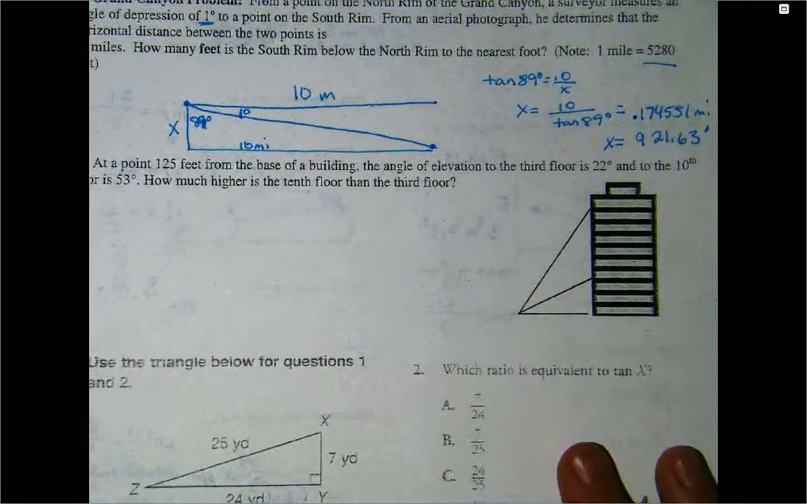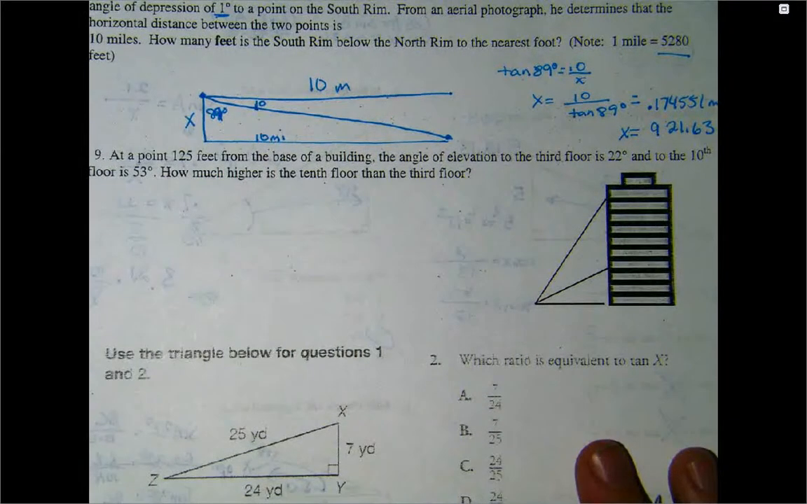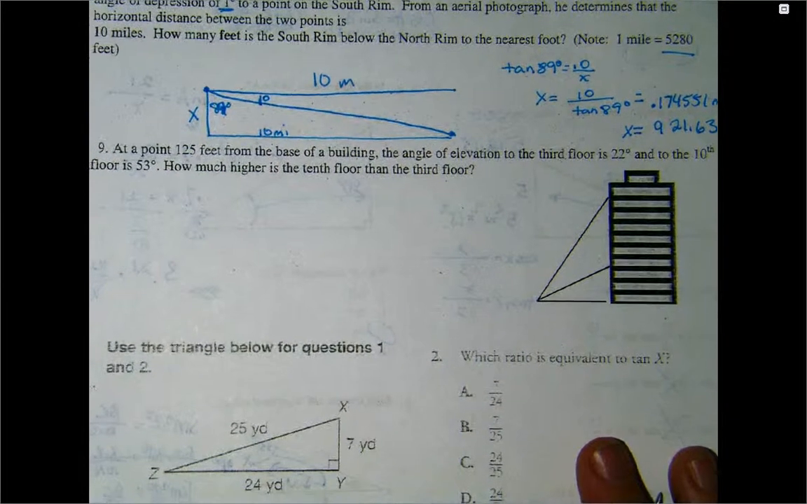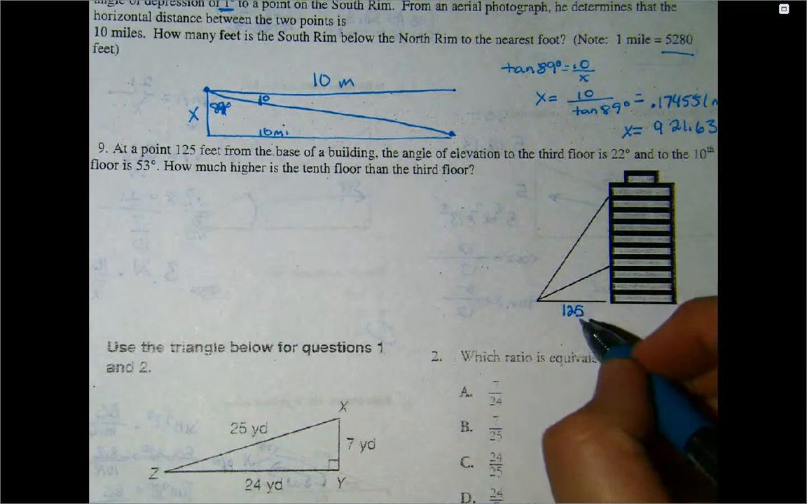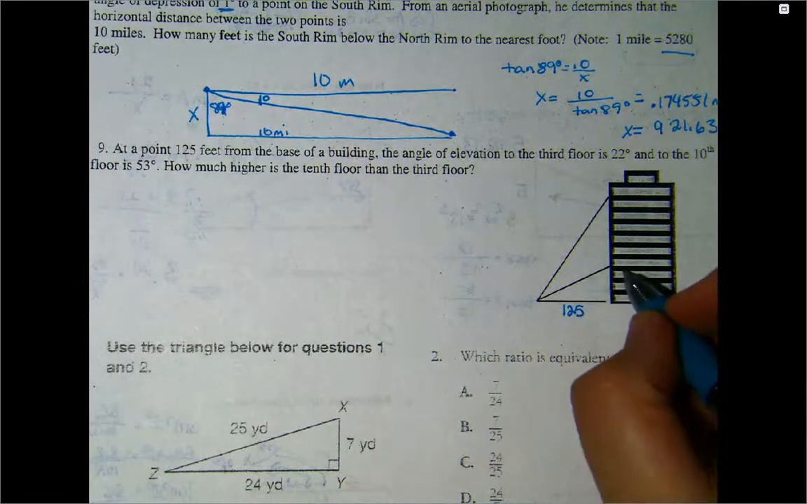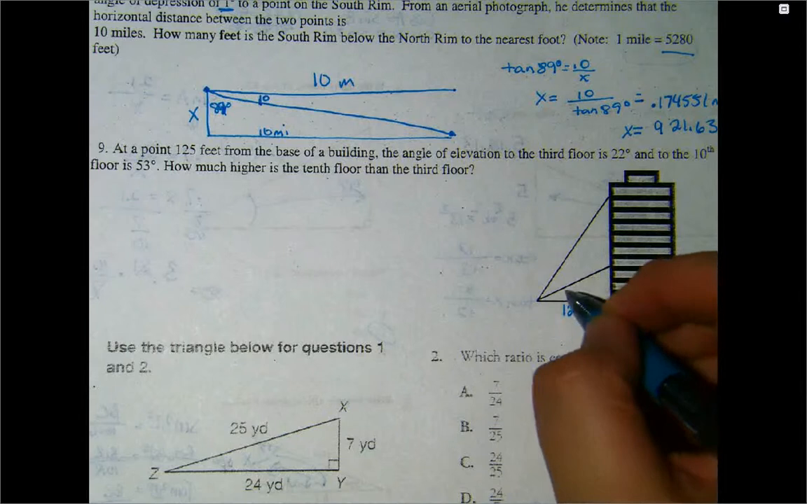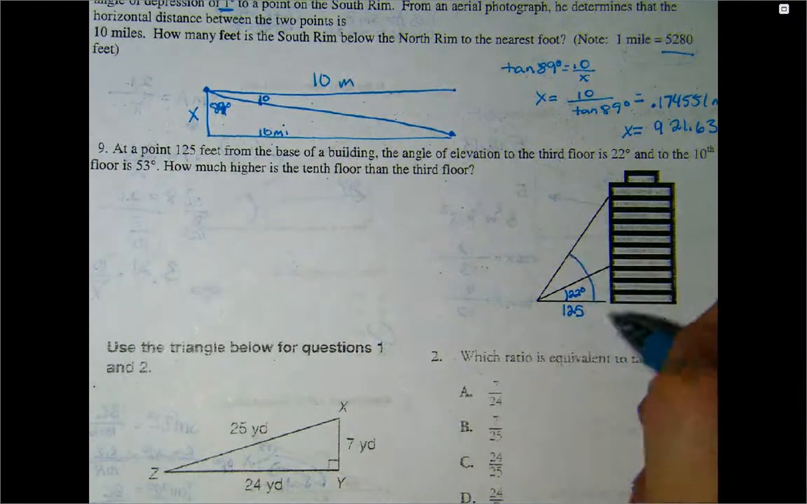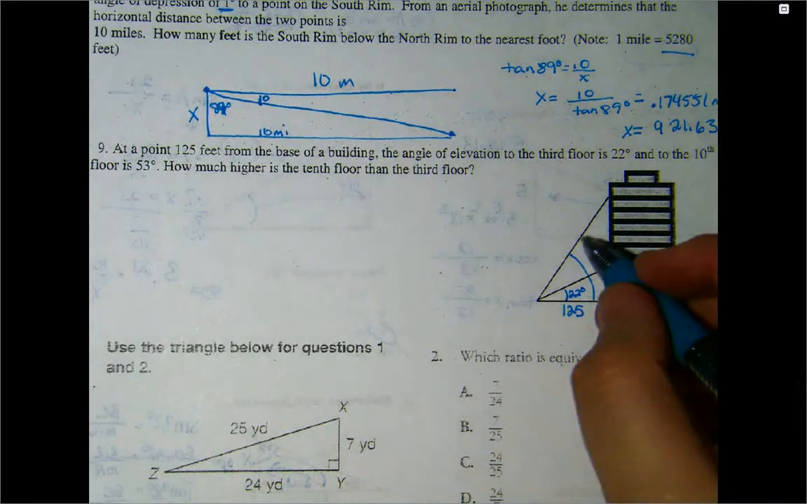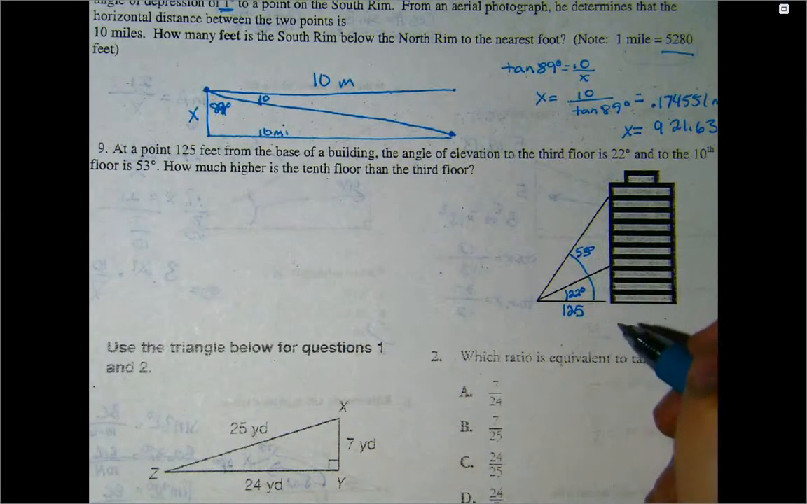Alright, this next problem. 125 feet from the base of the building. So this is 125 feet. To the third floor, which is right here, the angle of elevation is 22 degrees. So that's 22 degrees. This angle of elevation is 53 degrees. And it says, how much higher is the 10th floor from the 4th floor?